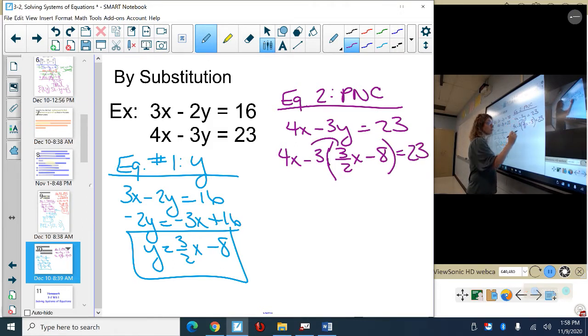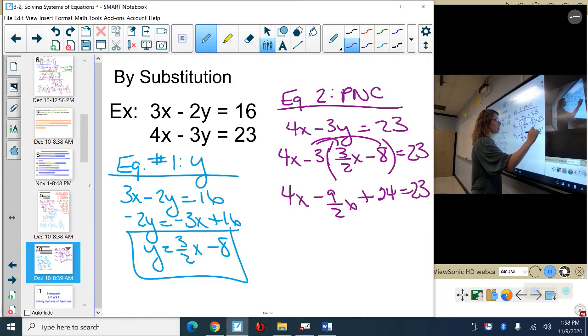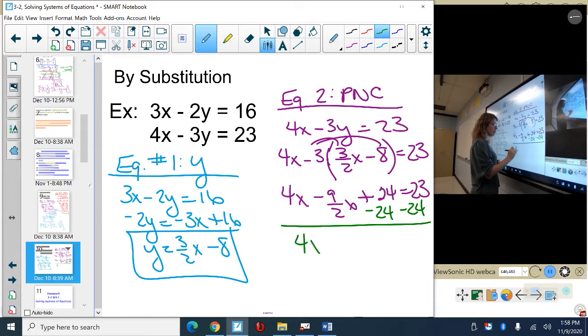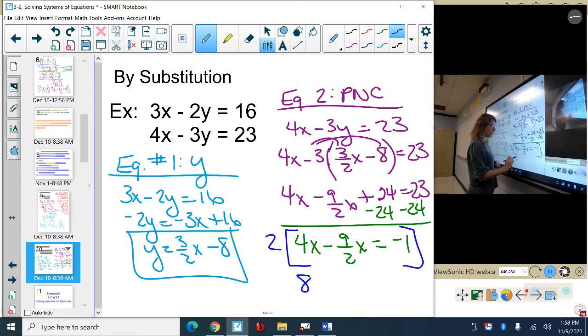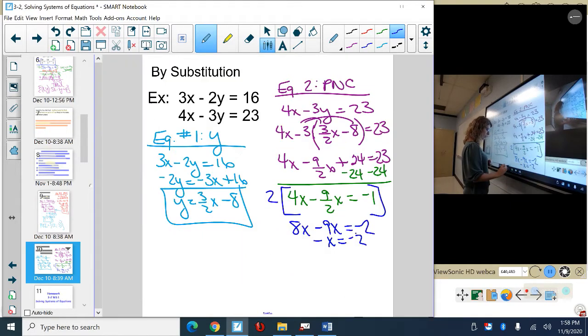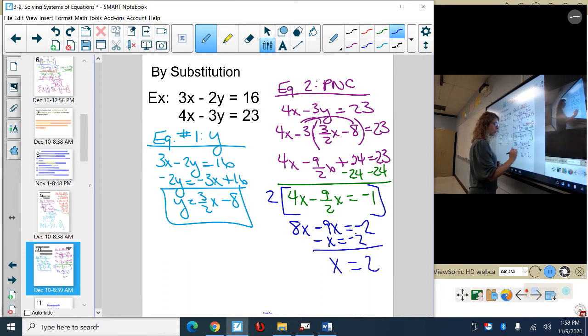Okay, so I'm going to distribute: 4x minus 9 over 2 x plus 24 is equal to 23. Now I'm going to subtract 24. So 4x minus 9 over 2 x is equal to negative 1. Then I'm going to cheat. I'm going to multiply everything by 2. 8x minus 9x equals negative 2. So negative x is equal to negative 2. So x is equal to 2.